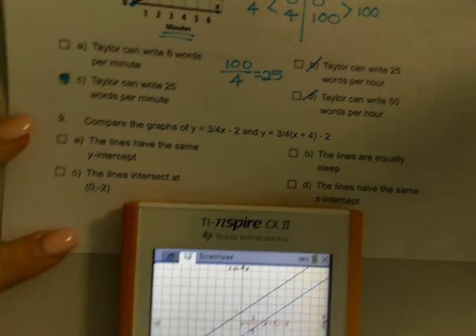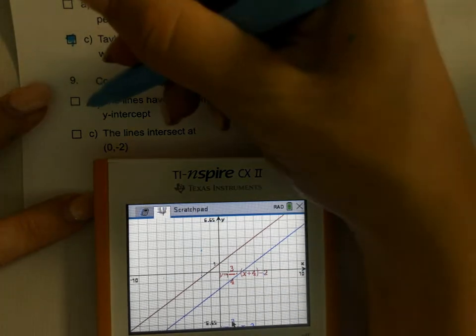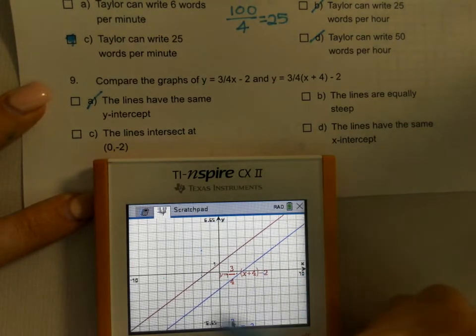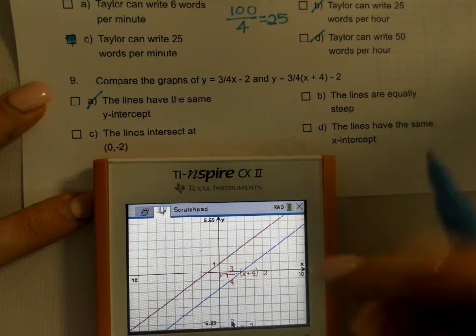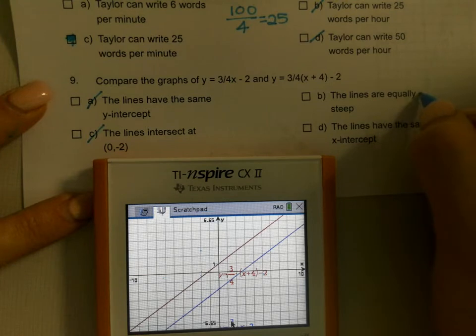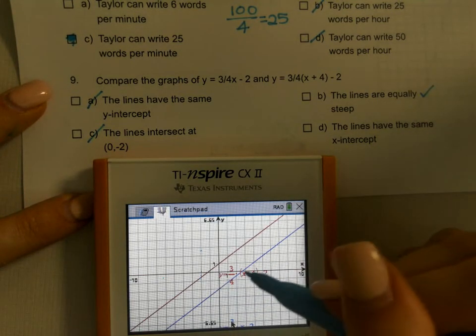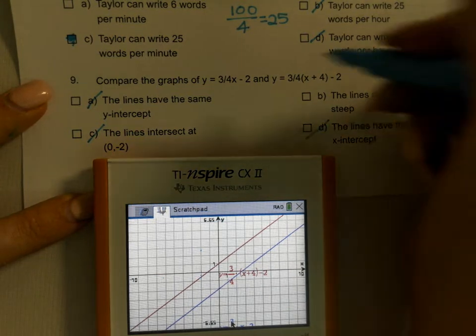So we're comparing these two graphs. The lines have the same y-intercept. One's crossing here, one's crossing here. No, they do not. The lines intersect. No, those two lines are parallel. They never touch. They're not intersecting at all. The lines are equally steep. Yes, they are. And the lines have the same x-intercept. One crosses here, one crosses here. No, they do not. So your answer is B.